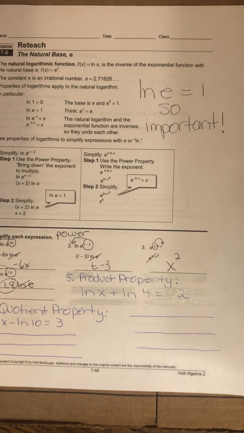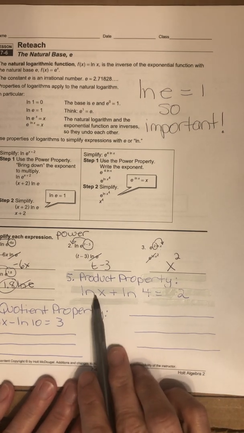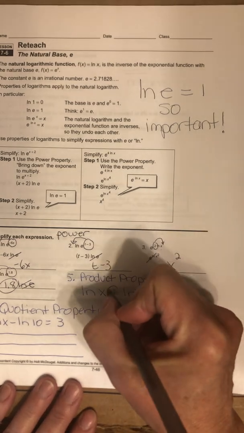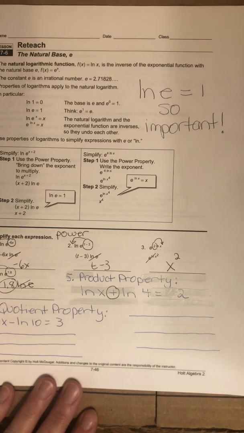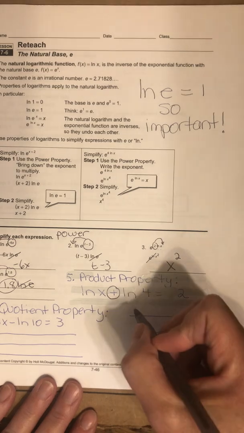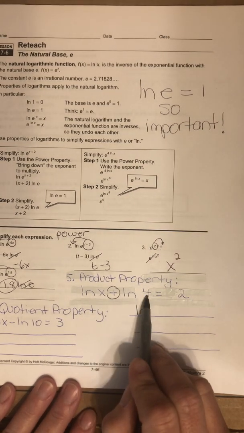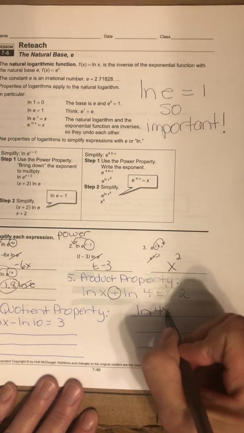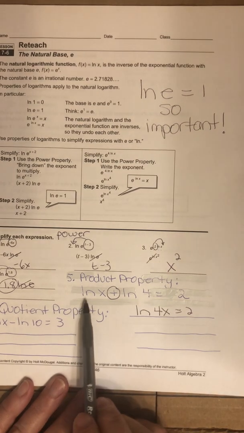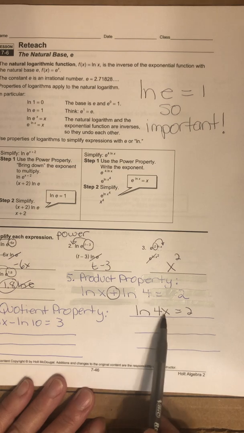So let's do some math here. Notice we're trying to solve for x. We have the natural log of x plus the natural log of 4 equals 2. Notice that because of the plus sign here, we can use the product property. We can write one log with the x times the 4. And I will write that in this order, 4x. The natural log of 4x equals 2. So by the product property, this expression on the left equals this expression on the left.